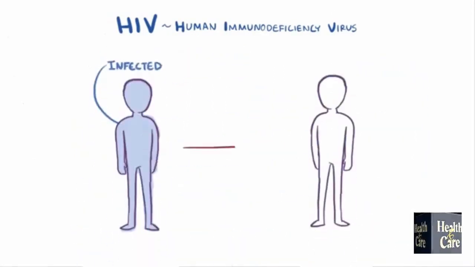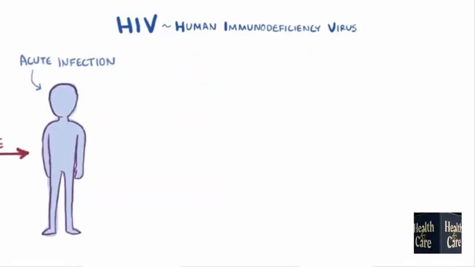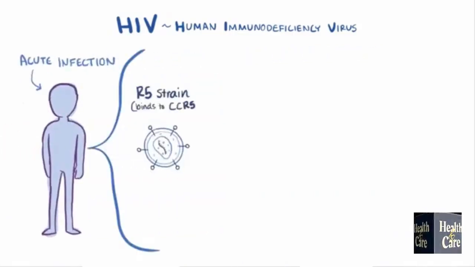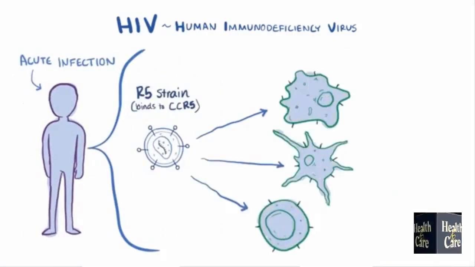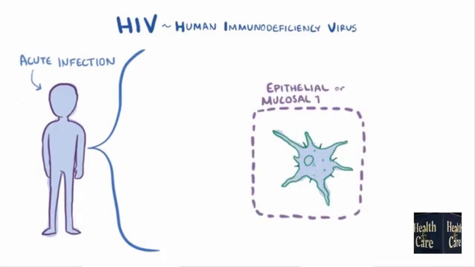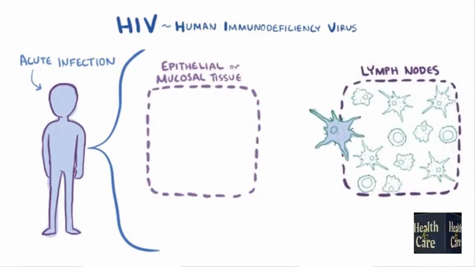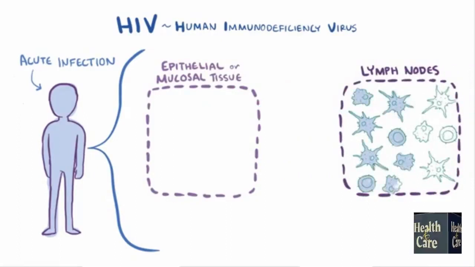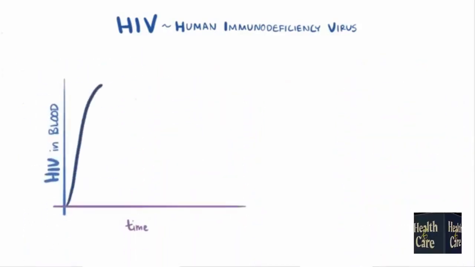So let's start with HIV entering the body through sexual intercourse, which is how it typically spreads from person to person. At this early point, during what we call acute infection, the R5 strain of HIV, which binds to the CCR5 co-receptor, will get into macrophages, dendritic cells, and T cells. Usually dendritic cells hang out in the epithelial or mucosal tissue where the virus entered the body, capture the virus and migrate to the lymph nodes, where a lot of immune cells live, and the R5 strain of HIV essentially has a field day, infecting T helper cells, macrophages, and more dendritic cells, which leads to a big spike in HIV replication and the amount of virus found in the patient's blood.